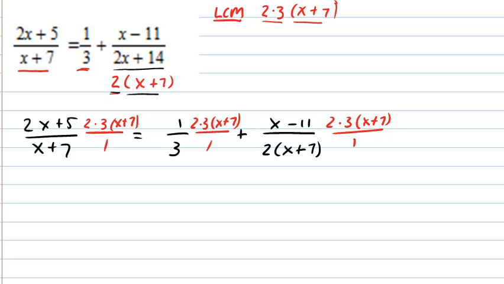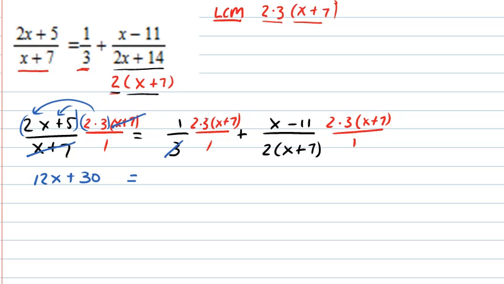So now if I go ahead and reduce this first one, the x plus 7 is going to drop out, and I'm going to end up with 6 times the quantity 2x plus 5, which I can distribute at this point. So 6 times 2 would be 12x, and 6 times 5 is 30. So we end up with 12x plus 30 on the left-hand side.